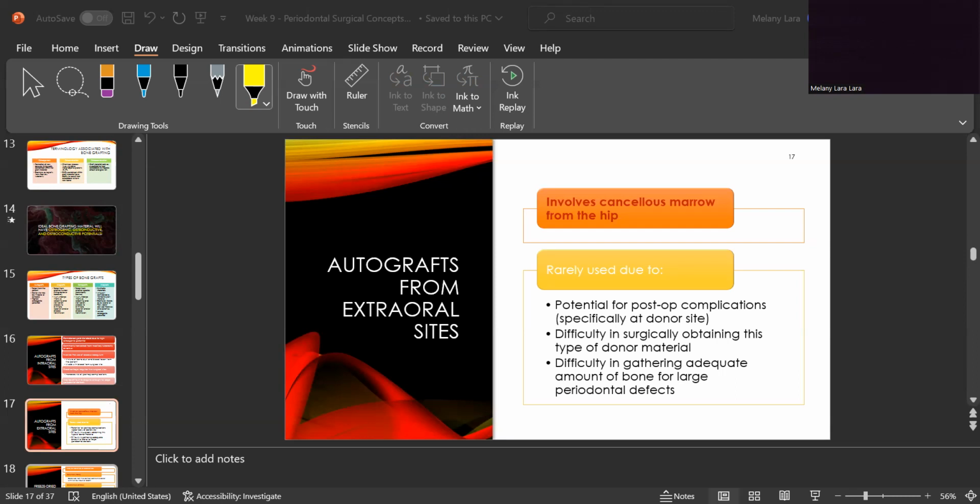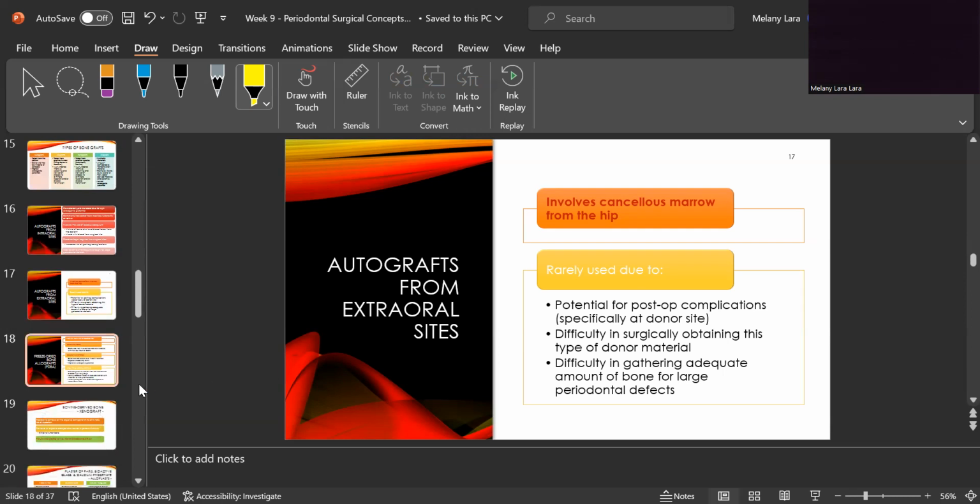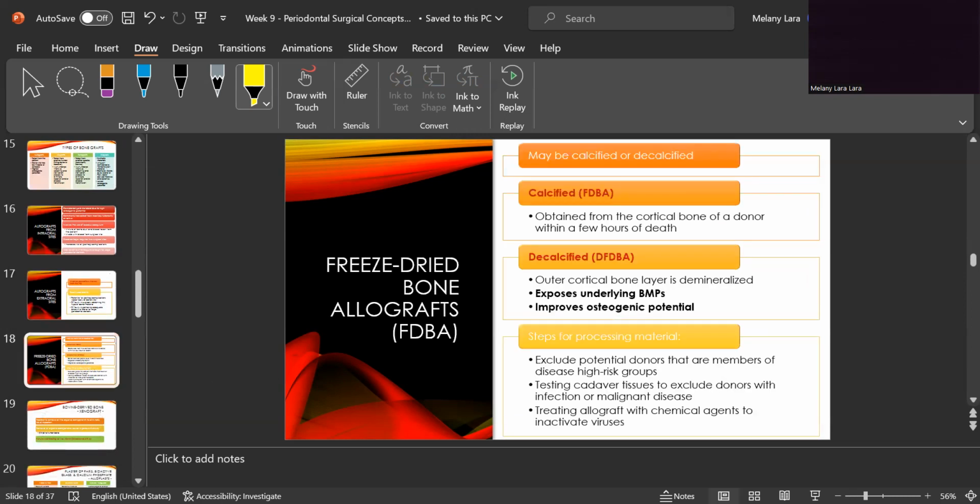Okay. All right, so now let's talk about our allografts. Allografts are bone that's pulled from donors or cadavers. Most of the time it's cadavers, so it's referred to as freeze-dried bone allografts (FDBA). Now these can be considered calcified or decalcified. Calcified is just a regular FDBA.